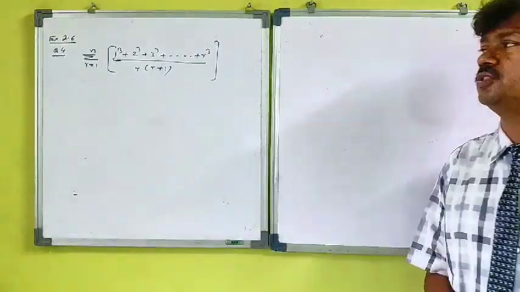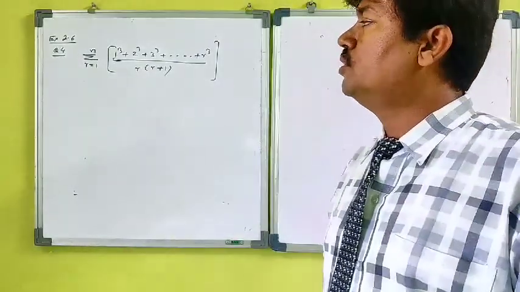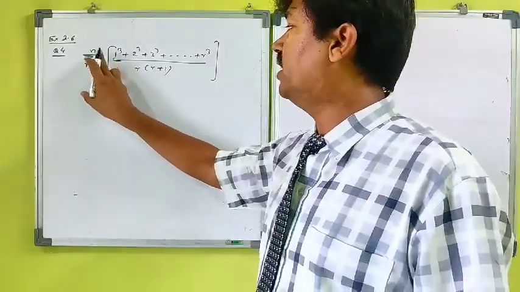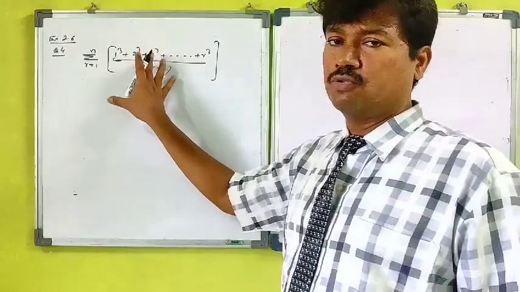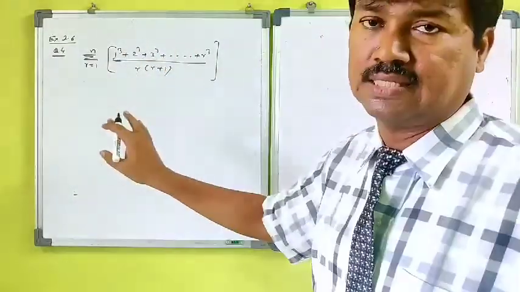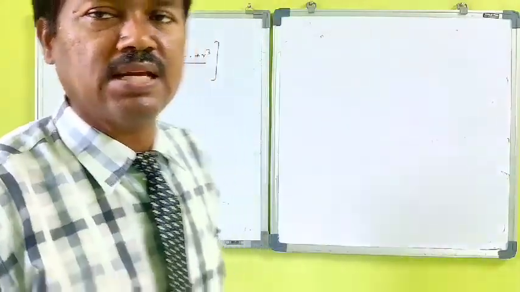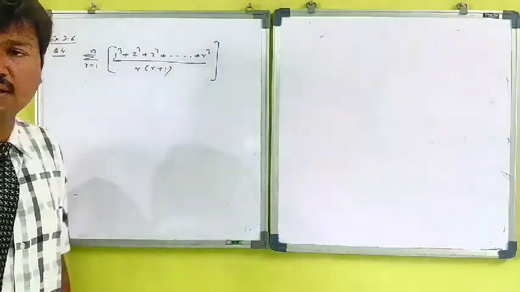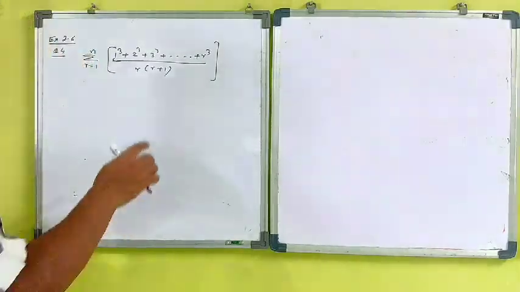Here the next question, question number 4. In this we have to find the sigma r is from 1 to n of this bracket. So it is the sigma of whatever the answer of this is. The sigma sign is for the whole bracket. That means you have to first find the sum of this, and that formula we already know. What is the sum of this?